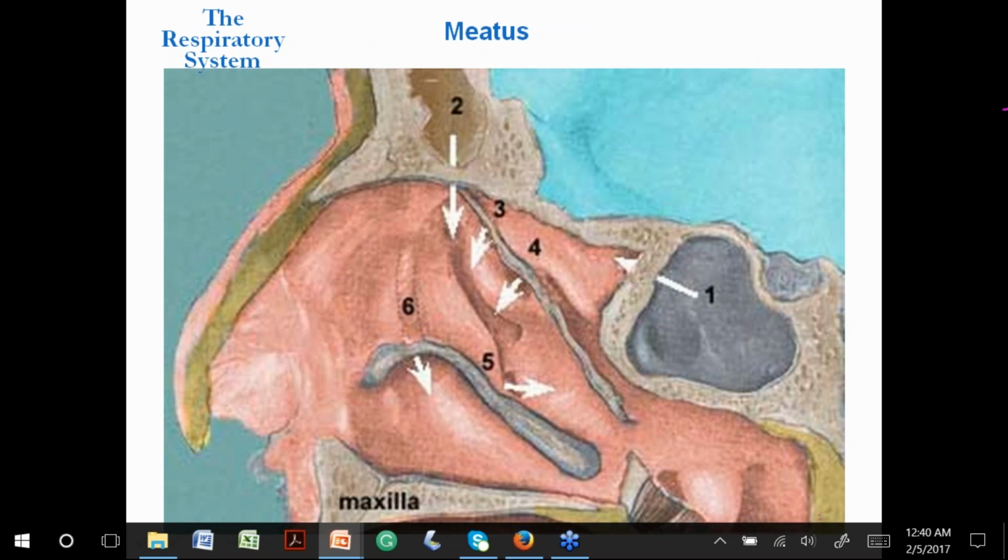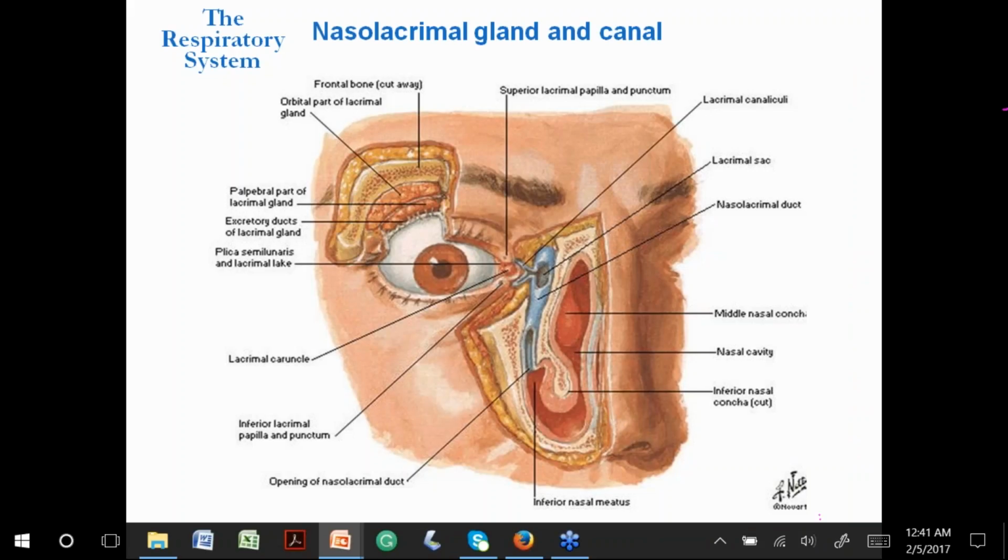So here we have another view where you can see the meatus. This is the nasal cavity with the turbinates, and here we have the frontal sinus that is going to drain into the nasal cavity. Here we have again the sphenoidal meatus is going to drain here, and another ones that I have not seen here because it's a mid-sagittal plane.